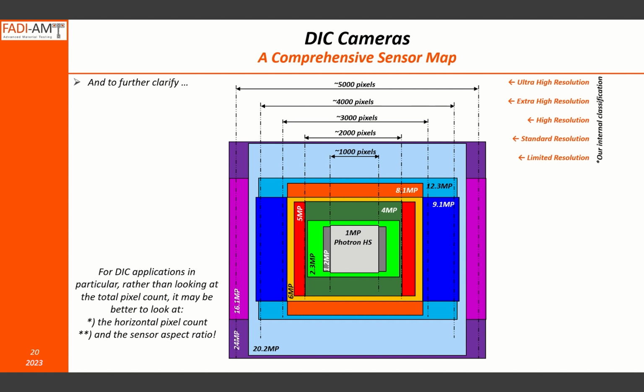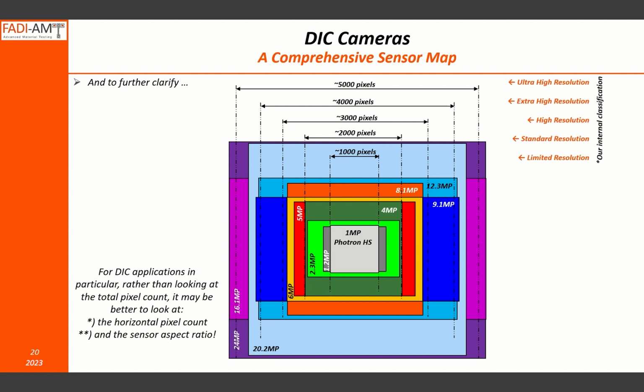Then comes these newer cameras that offer you a little bit more, such as the 8 megapixel camera. And we call them high resolution cameras because they approach 3000 pixels in the axial direction. Then we go to the extra high resolution cameras. These are the cameras that push towards 4000 pixels, such as the 9, the 12, and the 20.